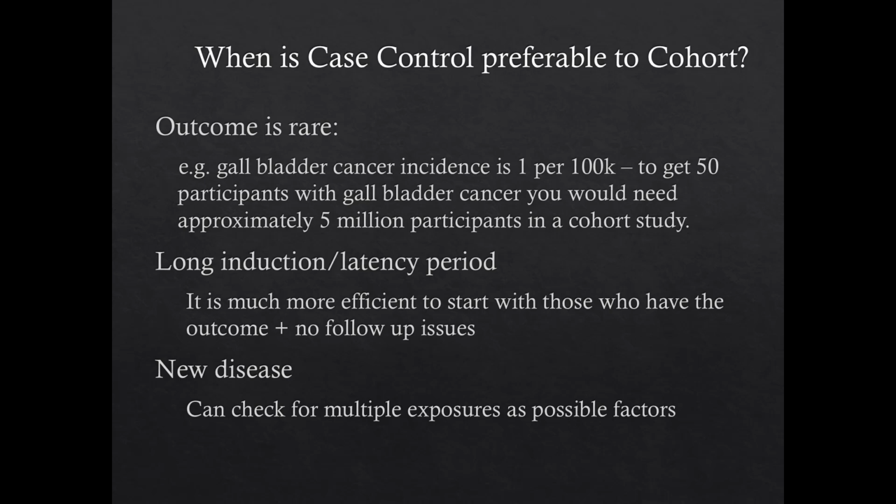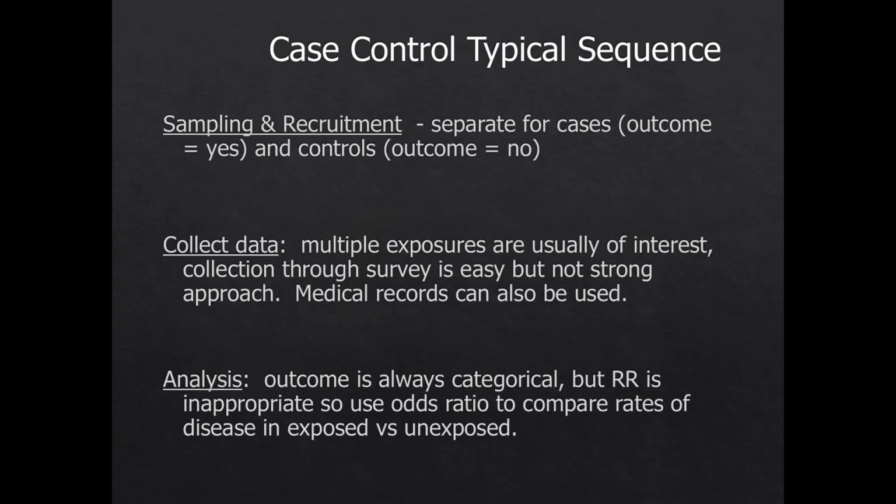Diseases that have a long induction or latency period are also suited to case control, because cohort studies follow people prospectively over a long period of time. Case control grabs a bunch of people who have been diagnosed with the disease, and we look back. It is also useful for a new disease we don't know much about, since it gives us a first look at possible exposures that predict the disease.